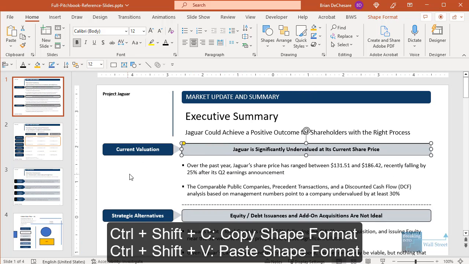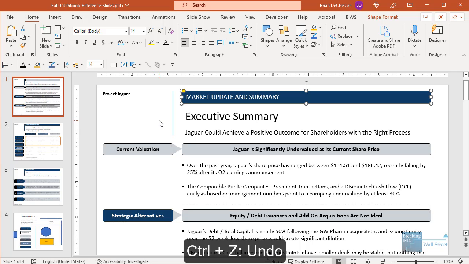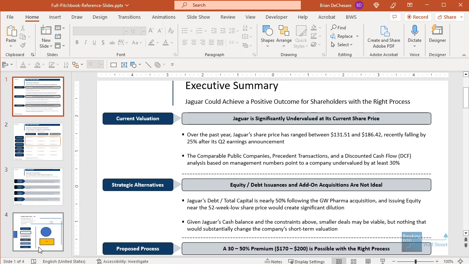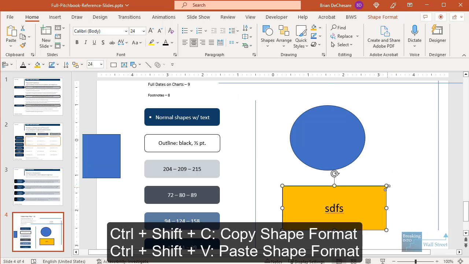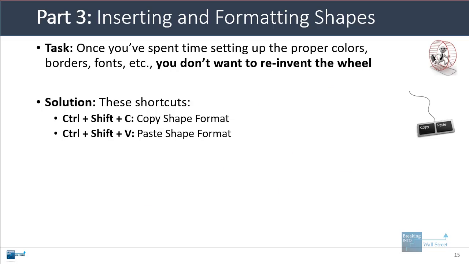So if I go here, and let's say I want to transfer some of our formatting, Control-Shift-C, and then Control-Shift-V to copy and paste the shape formatting up there, and I'll press Control-Z to undo both of these. You could apply this to almost anything. So I could say Control-Shift-C, and then Control-Shift-V, and now this shape changes the color and the font size and all of that. So these are very, very useful commands.